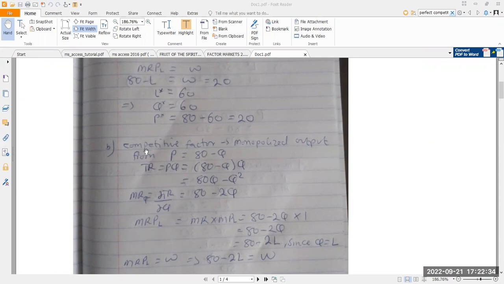Yes, sir. All right. So we are looking at a competitive factor market and then a monopolized output market. Now, when you go to the output market, the demand function is still 80 minus Q. Now, this firm is a monopolist. Okay, so for them, price is not equal to marginal revenue. So if you want to find marginal revenue product of labor, it's equal to marginal revenue times marginal product. Okay, so we have to find the marginal revenue from the demand function. Now, you know that the marginal revenue is twice as steep as the demand function, but I just wanted to go through this. First, you have to find your total revenue.